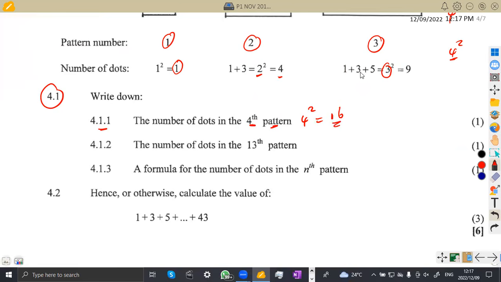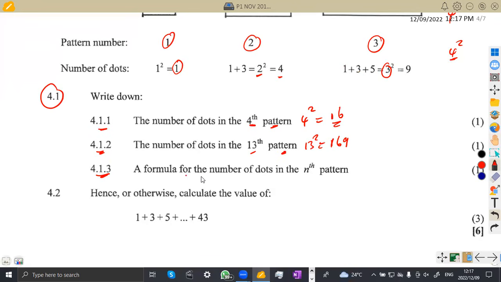So this is direct, guys. We can just check what is happening there. 4.1.2, the number of dots in the 13th pattern. So it's simply 13, that's like what we had. So it's 13 squared. 13 squared, that's 13 times 13, which is 169. We can even use your calculator.